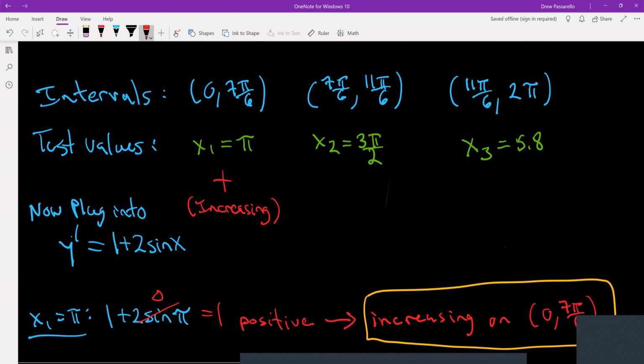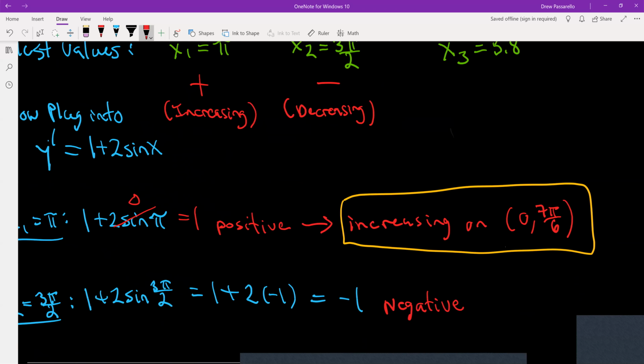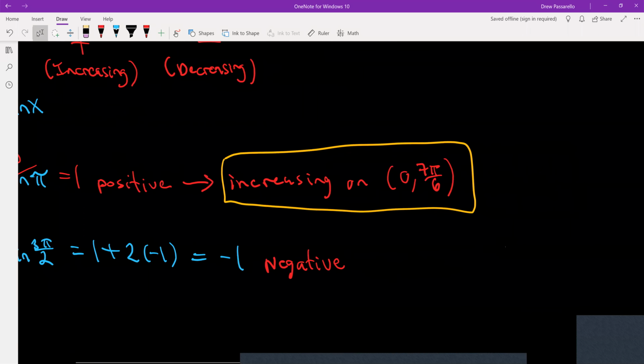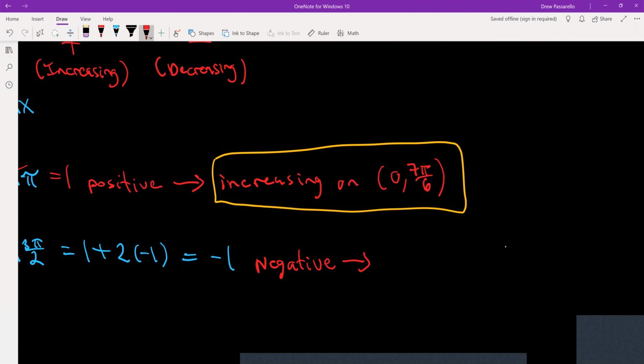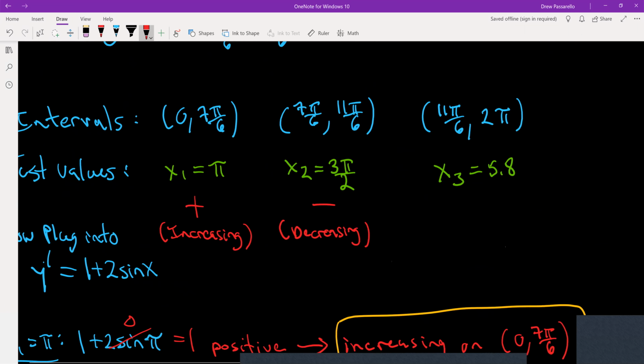All right, so for the second test value that produced a negative number, that means the graph is decreasing. That was plugging into the derivative to give me a negative number. So this derivative was negative, and so we say this is decreasing. And that came from the interval 7 pi over 6 to 11 pi over 6.